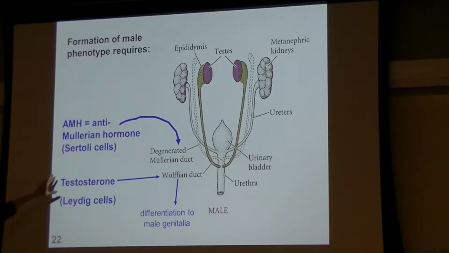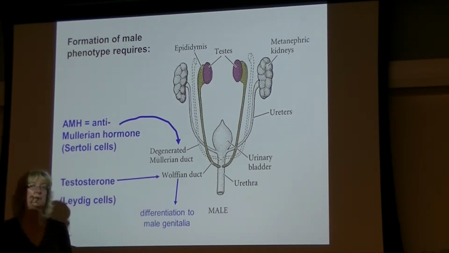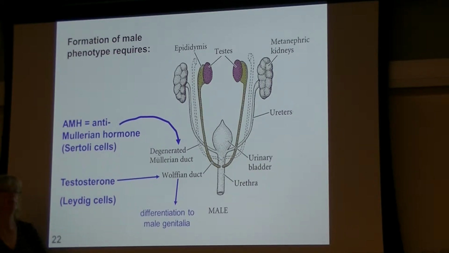We'll also have, within those testes cords as they start to get made and mature, testosterone being made from the Leydig cells, and that also stimulates these cells within the Wolffian duct to start differentiating into the male genitalia. So these are also hormone-directed processes, and so they would be considered part of the secondary sexual characteristics.